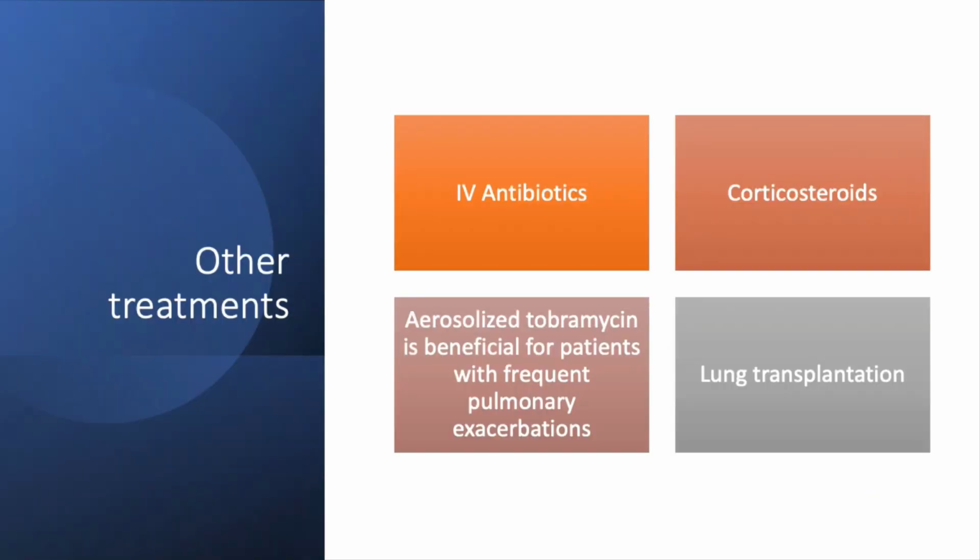Other treatments include antibiotics, sometimes prophylactic antibiotics that the children take orally all the time, or IV antibiotics when in the hospital. Many patients with CF are also on corticosteroids. We can give inhaled antibiotics such as tobramycin as well, and eventually, as we said before, patients may need a lung transplant.